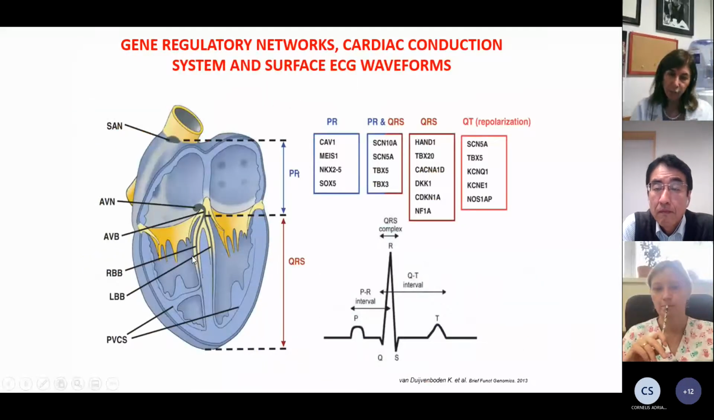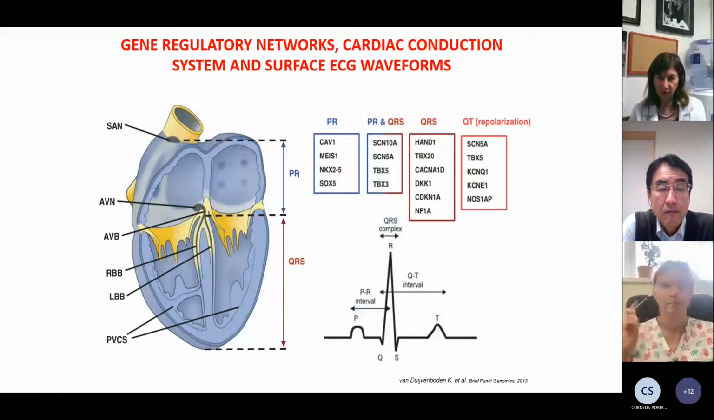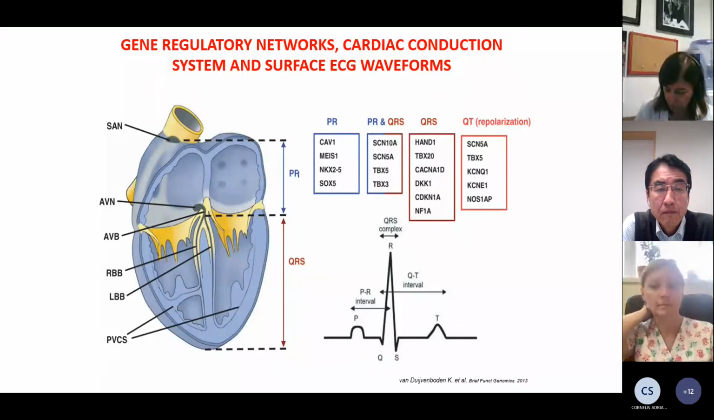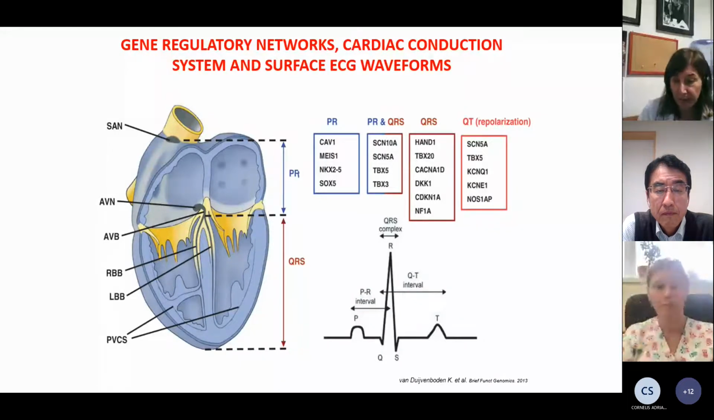And we also have to remember that it's not only the ventricle, there are also the atria, and the expression of genes is also changing in the course of life. So several genes are activated through embryonal life, and others are activated during young childhood and then adulthood.